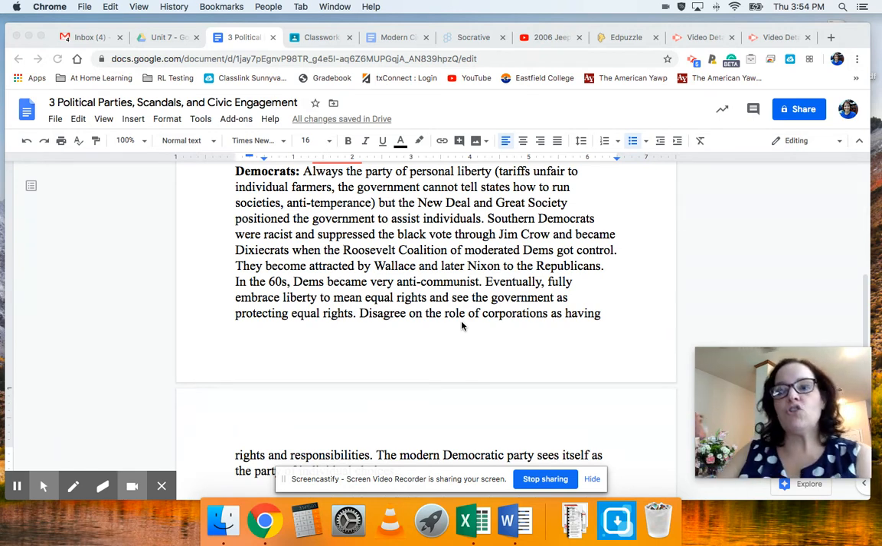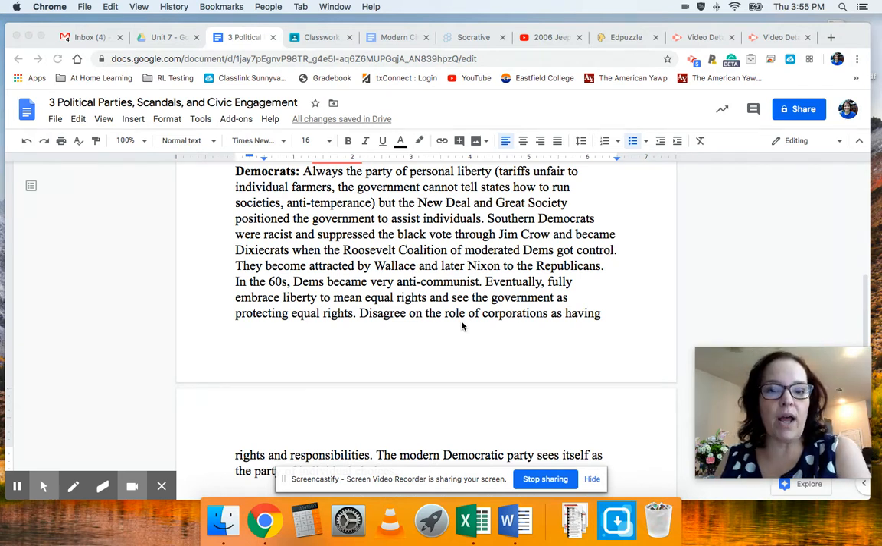That government shouldn't tell states how to run their communities. They shouldn't tell you how to run your schools. They shouldn't tell you how to do anything, right? They shouldn't tell you not to drink. They shouldn't try to control saloons, right? So very much the anti-temperance party. So they're the party of choice, and liberty is how they build themselves.